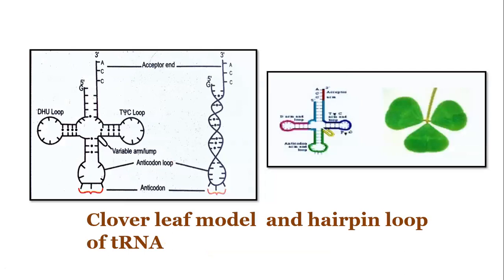Now, a brief overview of the structure of transfer RNA is given here. The secondary structure has a cloverleaf shape, as you can see in this picture. Now it has 3 hairpin loops, 1, 2, 3. You can see the 3 hairpin loops here. Now the various arms of transfer RNA are the acceptor arm, the D arm, the anticodon loop, the T loop, and the variable loop. You can see here, right?